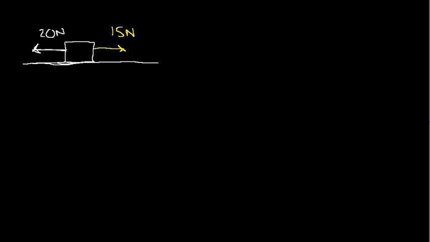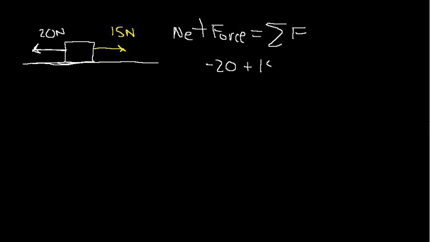So what's the net force in this case? The net force on the box is the summation of all the forces. And what is that? Well, we have a minus 20, because this 20 is going in the negative x direction, and then we have a plus 15 going in the positive x direction. And when we add those two together, we're going to come up with a minus 5. So our net force in this case is minus 5 newtons, or 5 newtons in that direction.